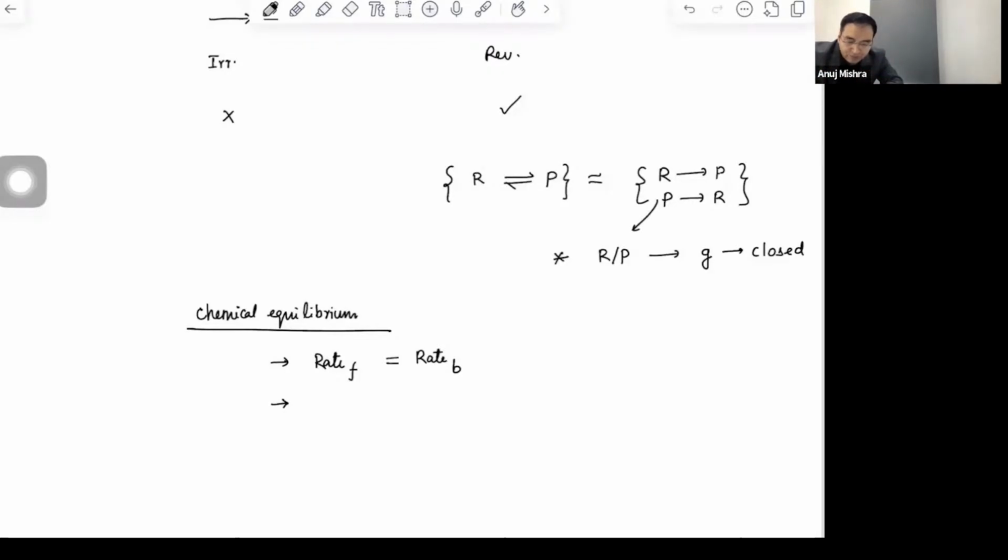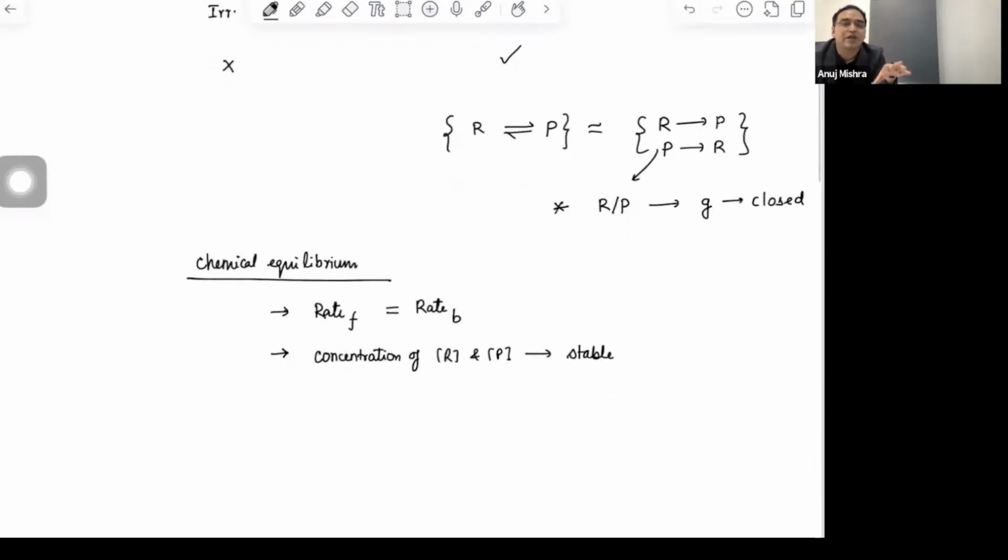Next point, concentration of reactants and product becomes stable. When I use word stable, that means now they're not changing much. The concentrations are stable. Okay, they become kind of fixed. These are two things which can define chemical equilibrium. What is chemical equilibrium? So at chemical equilibrium, the forward and backward reaction will match and the concentration of reactant and product will be stable. When you say stable, I'm not saying become exactly equal. So please understand this part.